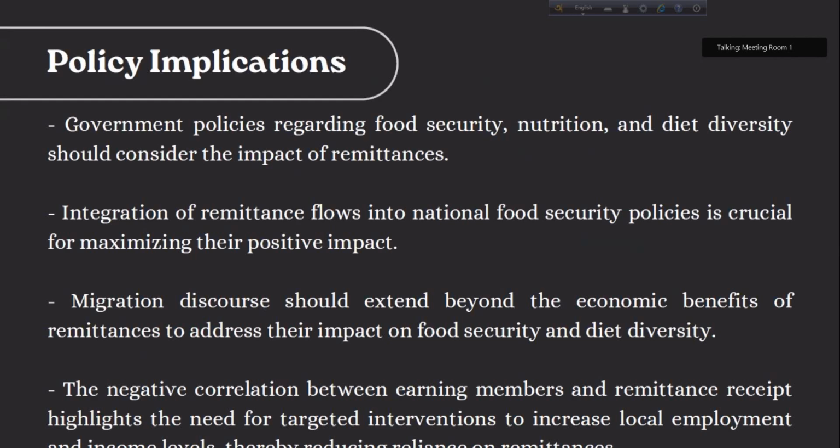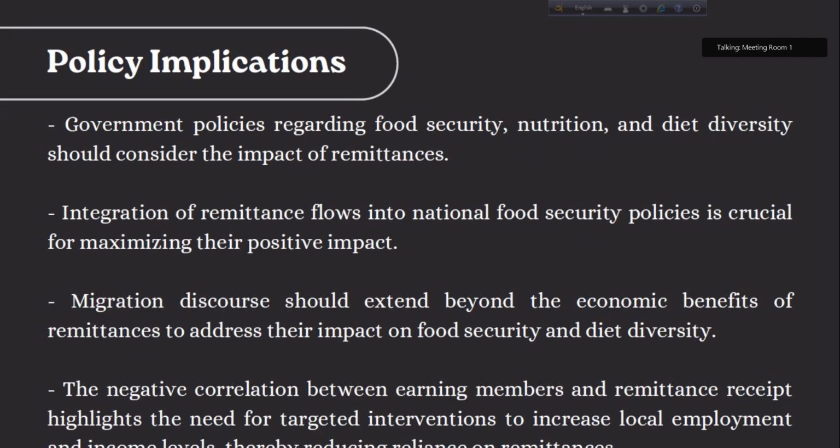There are multiple policy implications from here. One is that government policies regarding food security and nutrition need to consider the impact of remittance. Since remittance plays an important role in issues like food security, we also need to address the households that receive remittance, mostly in rural areas. Since the number of rural households that receive remittance is higher, it is important to improve their knowledge about MFS, how to receive the remittance, and how to use it properly.